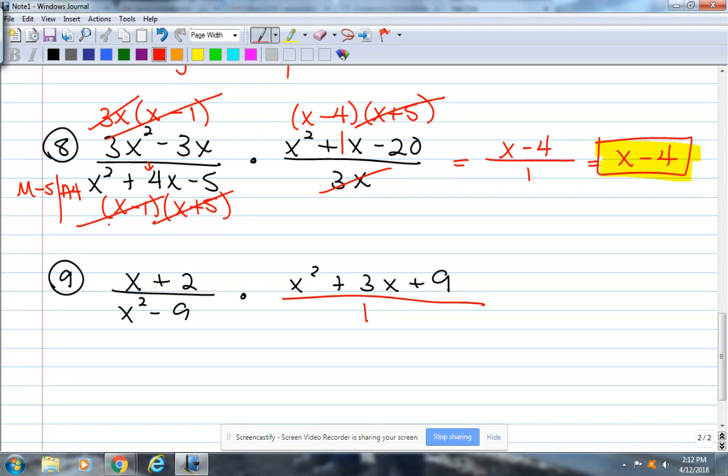Does x plus 2 factor? Is it a difference of squares, or does it have a GCF besides 1? No, GCF is only 1, right? What about x squared minus 9? Is that a difference of squares or a GCF? It's not a GCF. It's a difference of squares, right? So 2 binomials. What times itself is x squared? x. And what times itself is 9? 3. And it's a plus and a minus, right?